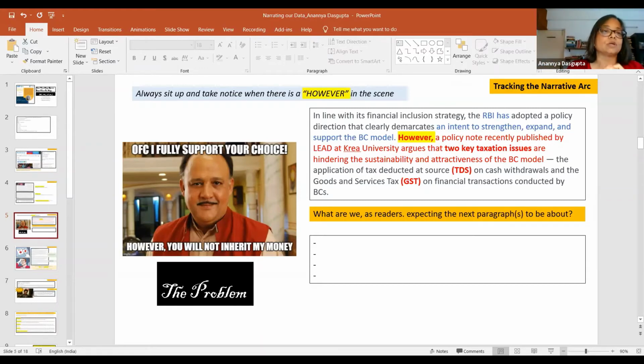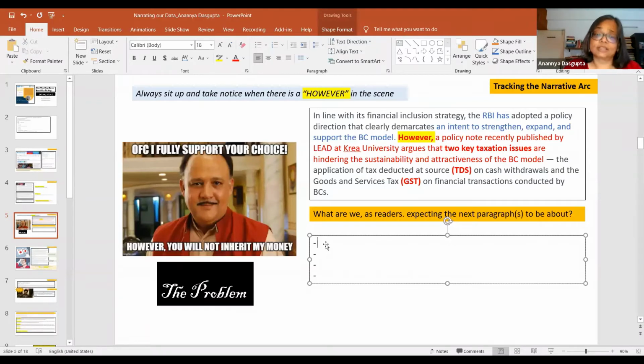Now that we know this is what the problem is, and this is early on, and don't look at the essay yet, but just from the way that this part is written, what are we expecting in the next paragraph or the next set of paragraphs? So we've had the protagonist, the scenery, the setting. We now know what the problem is. What are we expecting as readers in the next paragraph? Details about the problem highlighted and the solution. Right. So details about the problems, right?